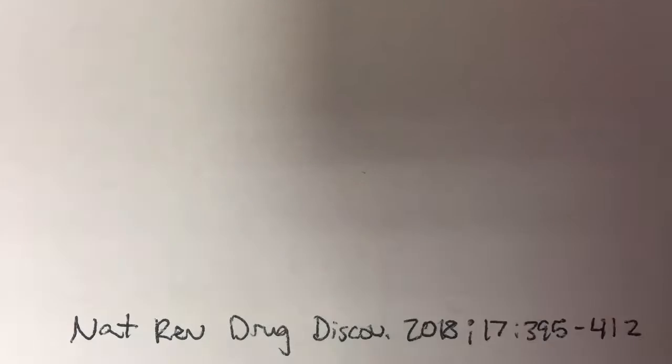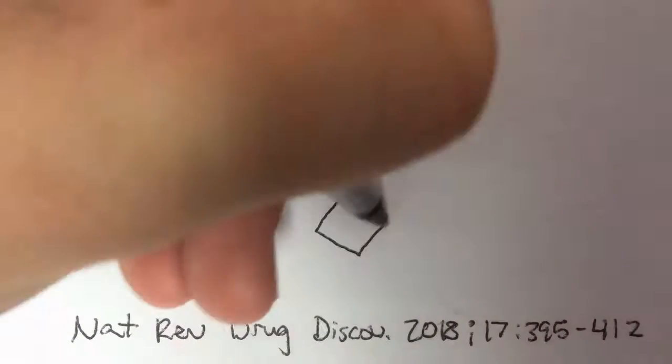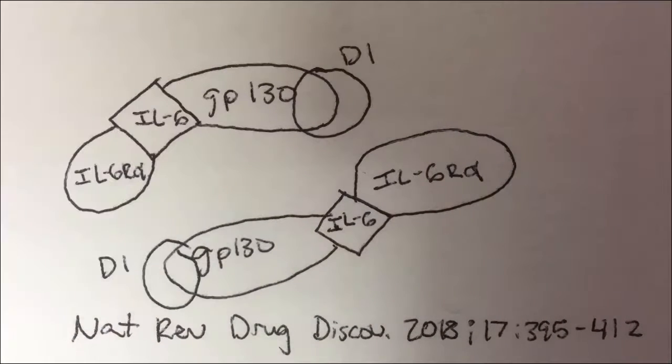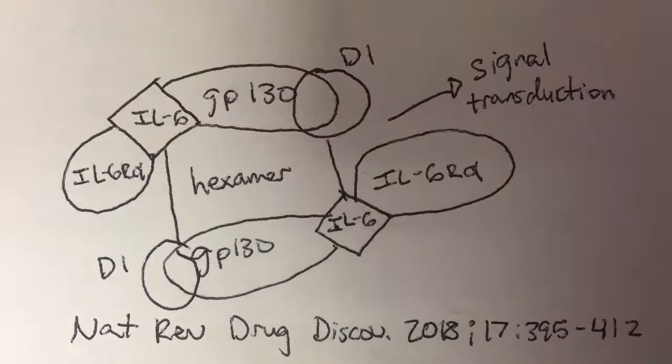IL-6 forms a trimer with IL-6 receptor alpha and GP130. A second, identical trimer dimerizes with the first. The dimer formation is mediated by an interface between the D1 domain of GP130 and the IL-6 of the opposite trimer, forming a final hexameric structure of the receptor complex and activating signal transduction.